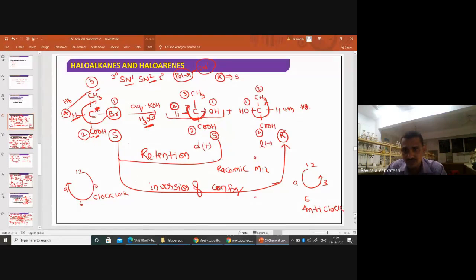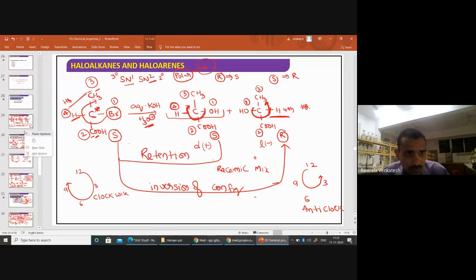Now if you observe this one, first priority, moving to the second priority, next the third. Now this looks anti-clockwise. Just imagine the clock here, anti-clockwise. For anti-clockwise generally you take S only, but here also the fourth priority is on the horizontal line. Now in this case S will convert into R, right?